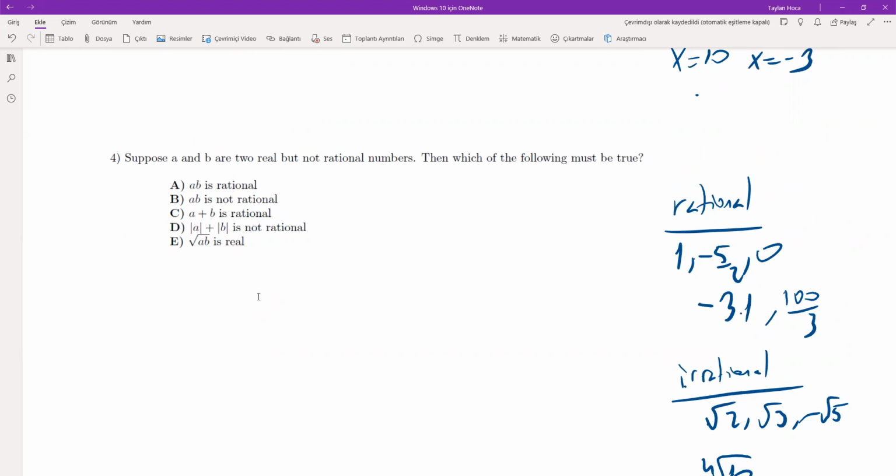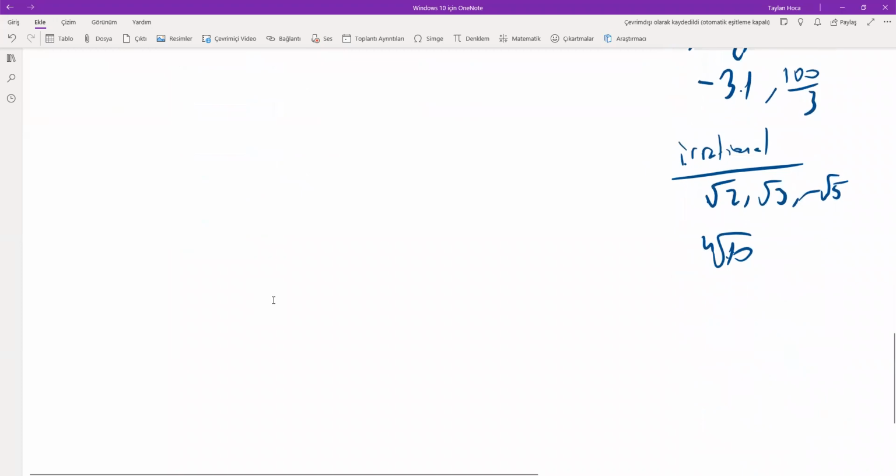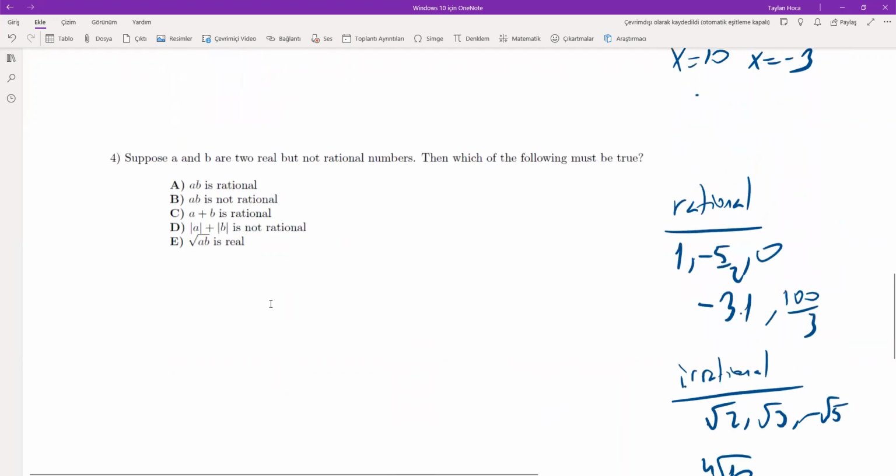But let's try to think about a number which is not real, like square root of -2 is not real, because no real number square can be -2. Okay? So, my question, then which of the following must be true? If A, B are two real but not rational numbers, think them like square root of something, but not like square root of 4, because square root of 4 is rational because it's 2. Okay?